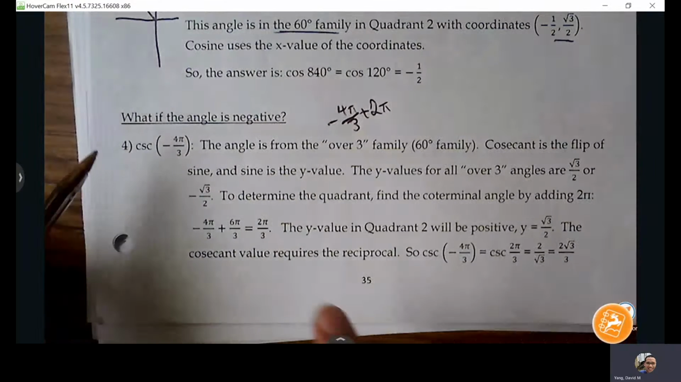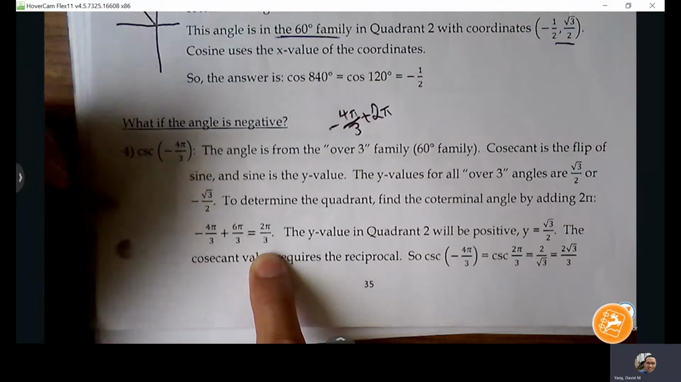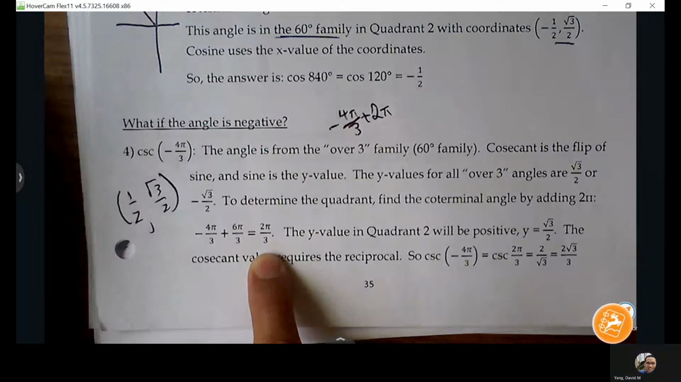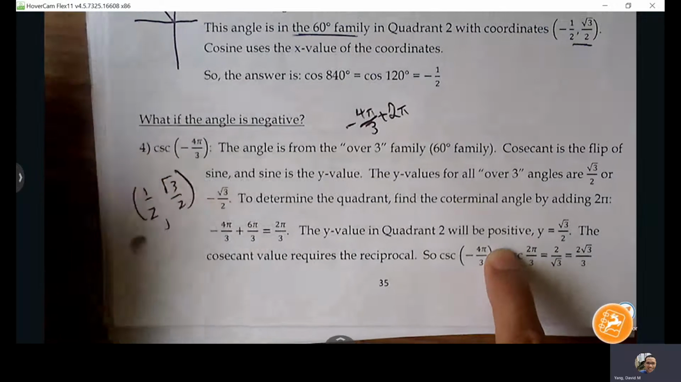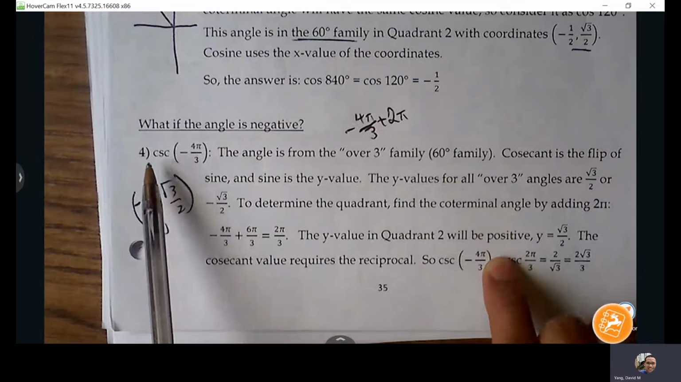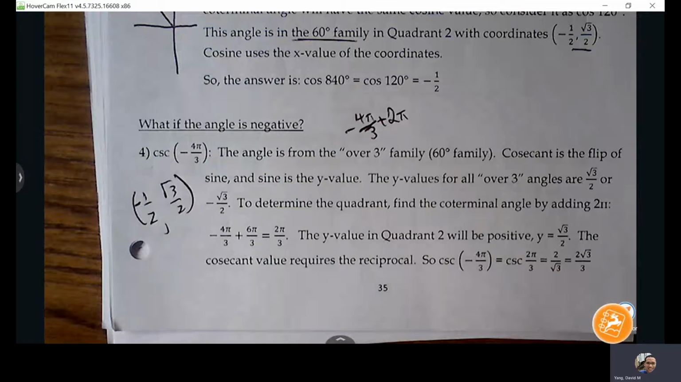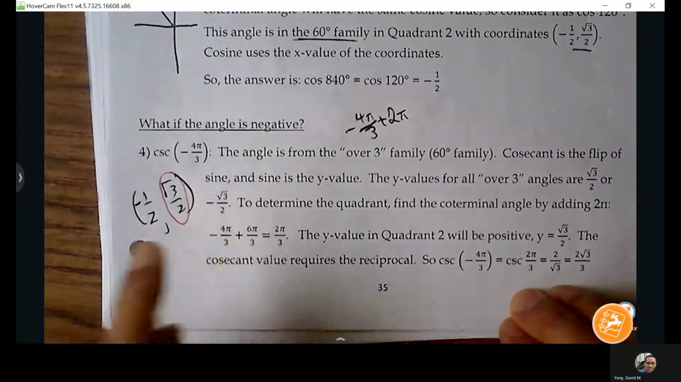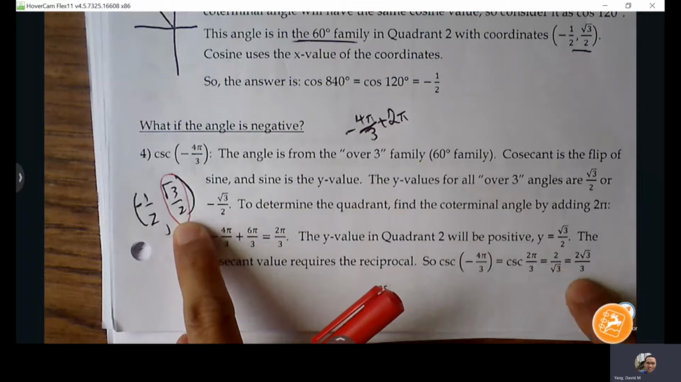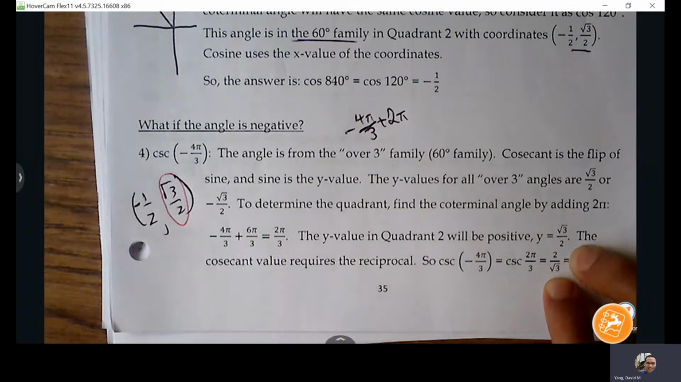This is, again, part of a 60-degree family, a pi over 3 family. So you know it's 1/2, root 3 over 2. Second quadrant, we know that x is negative, y is positive. And now we go back and see cosecant. Cosecant is related to the y value, but we know with cosecant we have to flip it. So root 3 over 2, if I flip that, I get 2 over root 3. But it's not rationalized, so if I multiply numerator and denominator by root 3, I get 2 root 3 over 3.